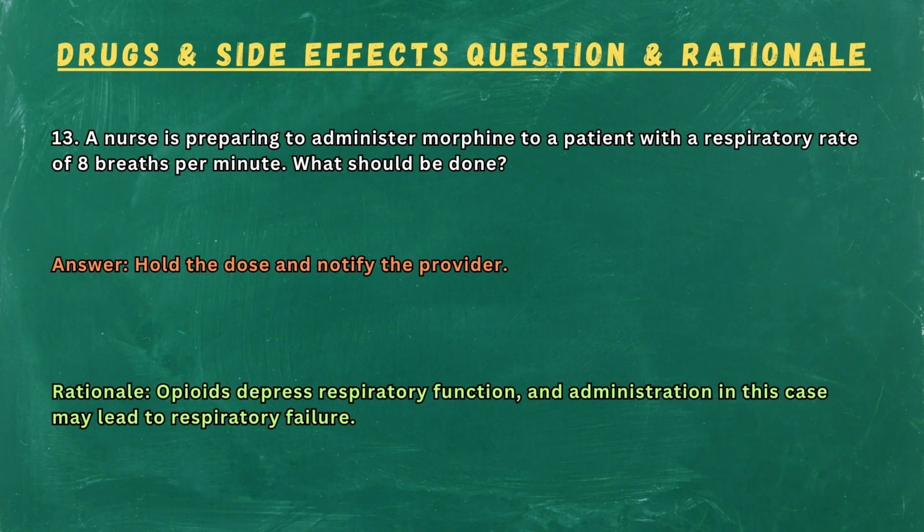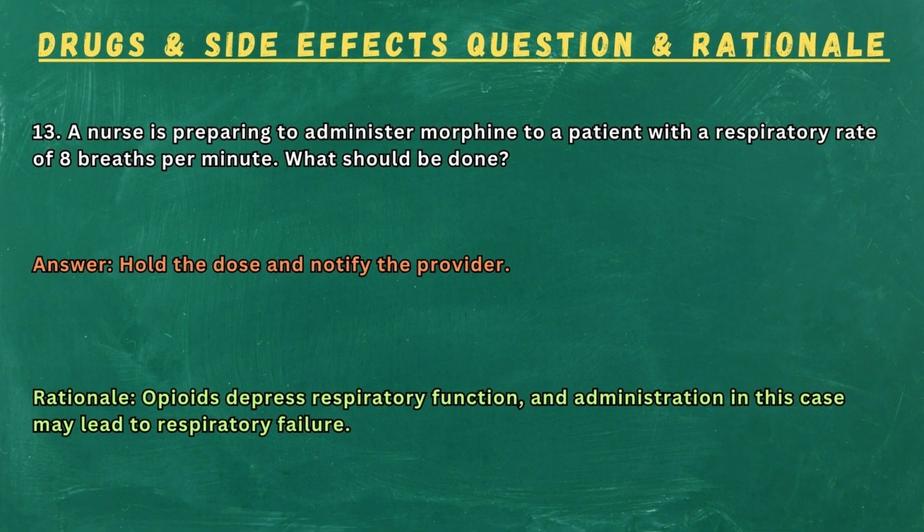13. A nurse is preparing to administer morphine to a patient with a respiratory rate of 8 breaths per minute. What should be done? Answer. Hold the dose and notify the provider. Rationale. Opioids depress respiratory function, and administration in this case may lead to respiratory failure.